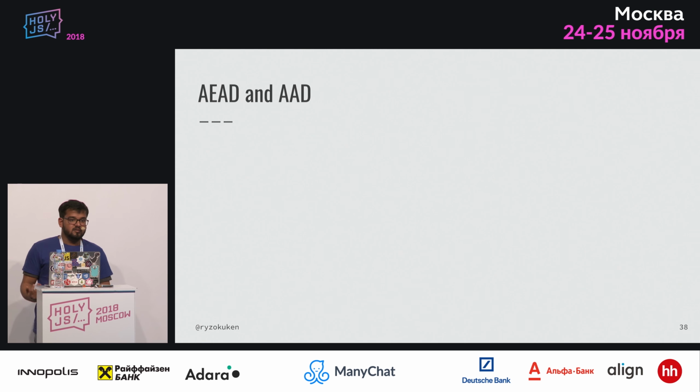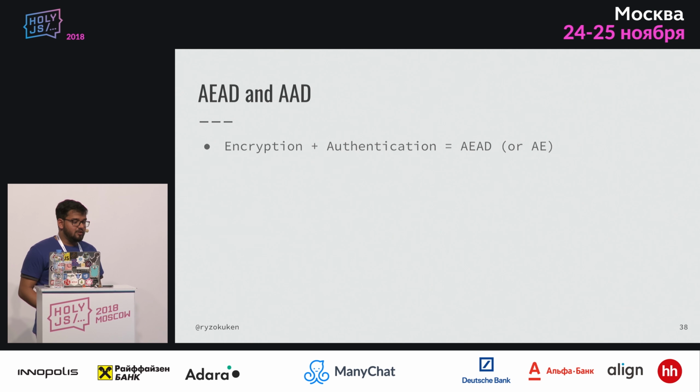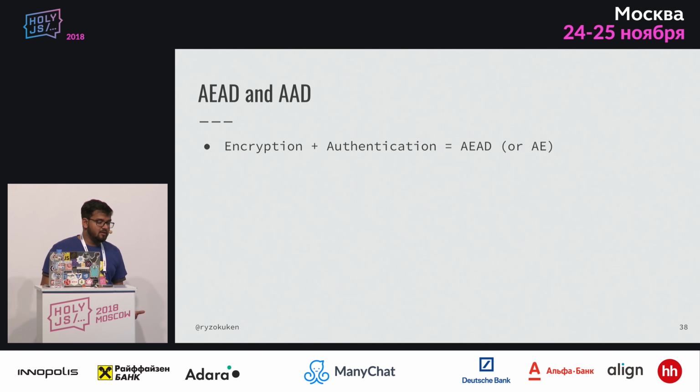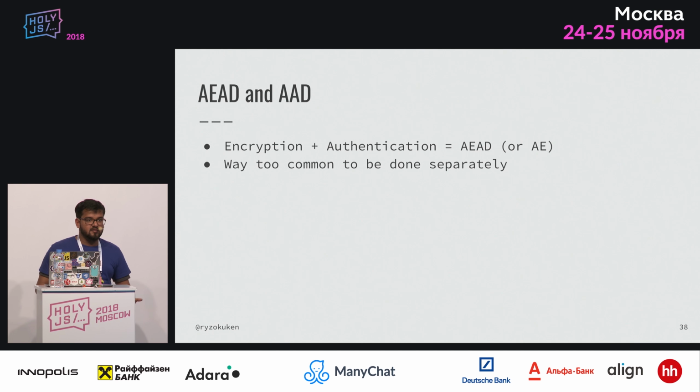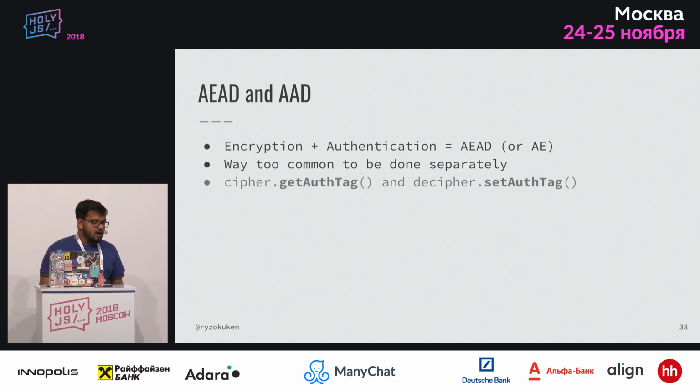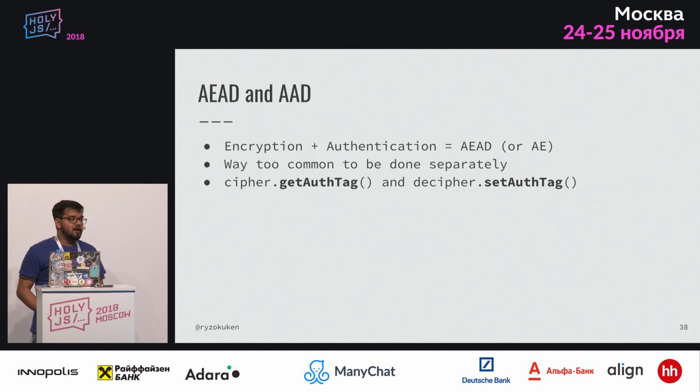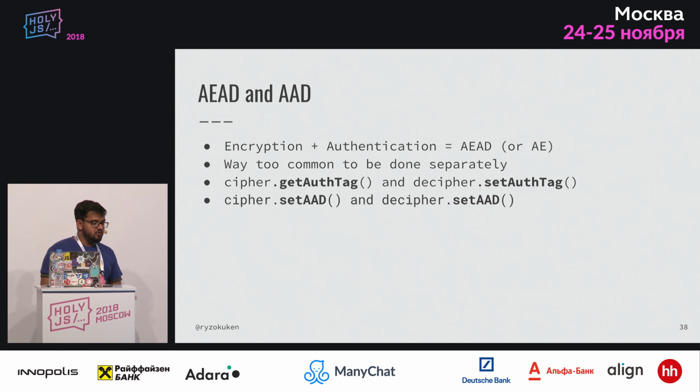So what is AEAD? Like, what is AEAD? AEAD stands for Authenticated Encryption with Additional Data. So encryption plus authentication equals AEAD. That's convenient. Why do we do these together, though? We already discussed authentication and encryption before. It's just that it's way too common to be done separately. It's just way too convenient to have one thing do both together in a nice and secure way. How to use it? You could call the getAuthTag or the setAuthTag function on both cipher and decipher objects, or if you just want to use AAD, you would do setAAD on cipher or setAAD on decipher. So that's nice.